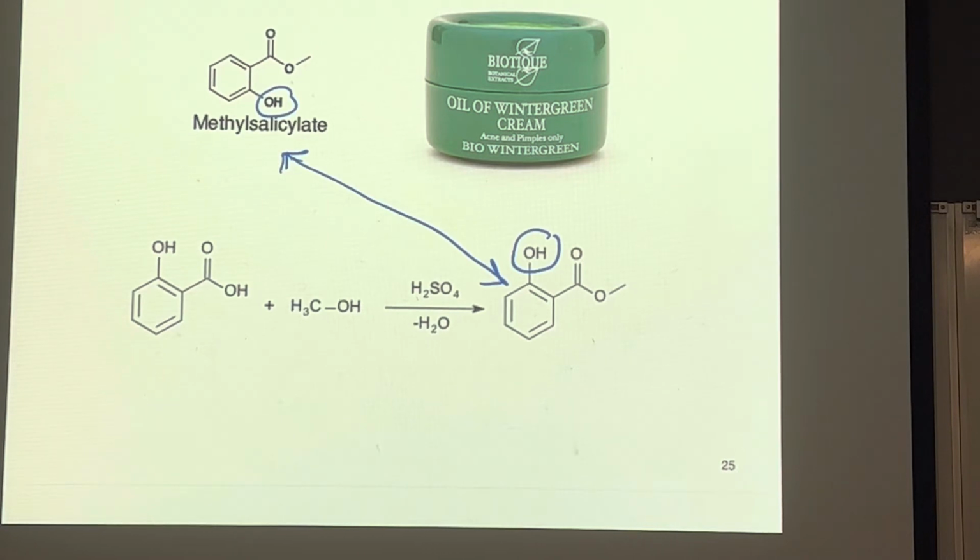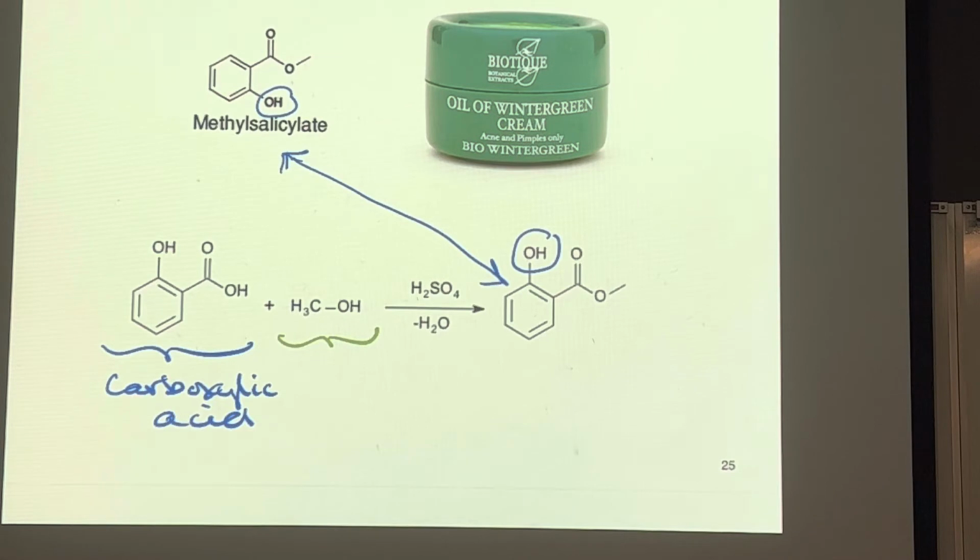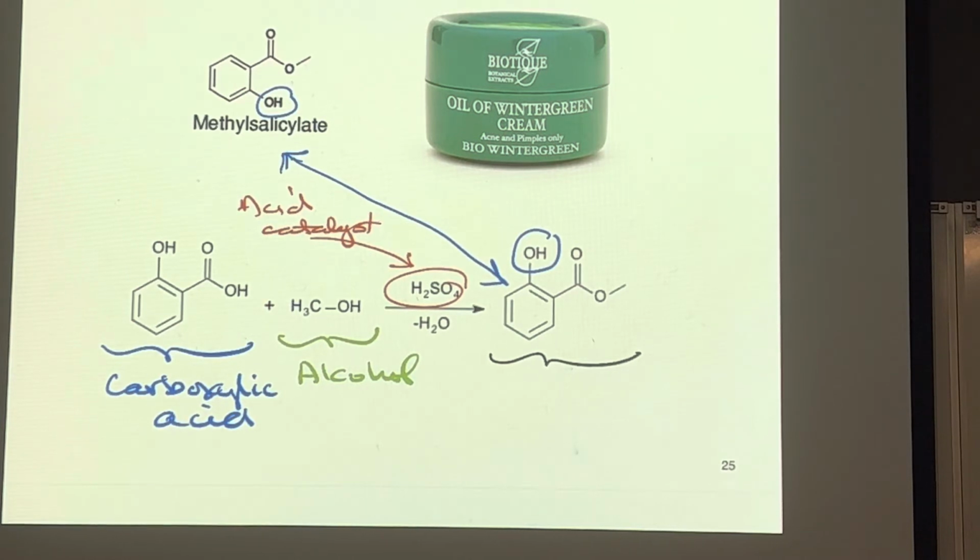We also did this one right here. We made methyl salicylate, which was oil of wintergreen. So right here, this one is our carboxylic acid. And that one right there, CH3OH, is what? What kind of compound is that? That's an alcohol right there. So we've got our alcohol. And then we have H2SO4, which is your what? That's your acid catalyst. And you need a what? So are we following the formula here? We sure are.